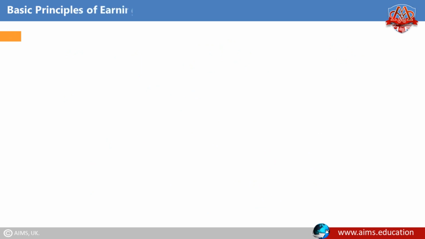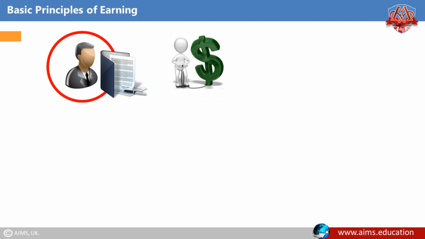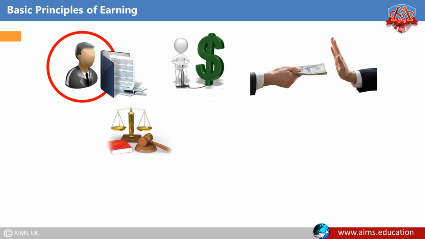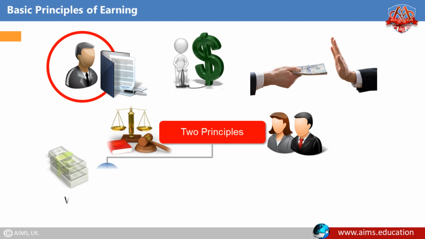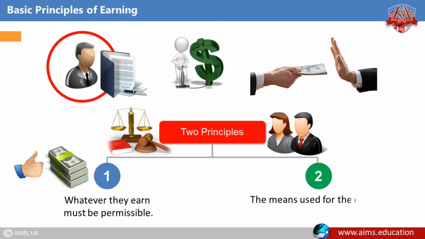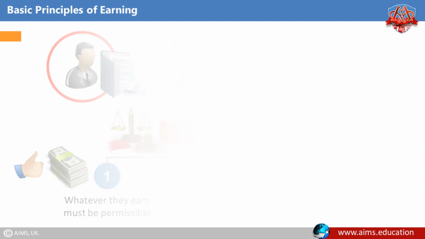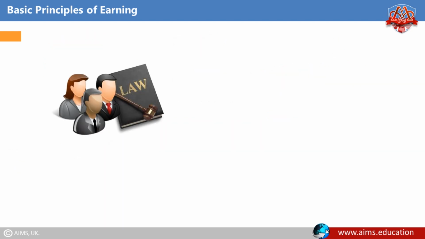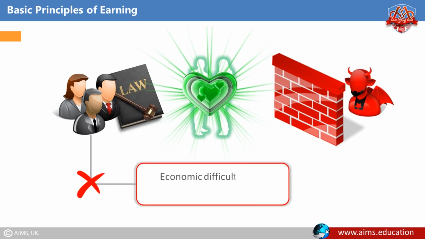Basic principles of earning. The individual has been bound to certain principles to save the economy from being corrupt. According to Sharia, humans must keep two principles before them all the time. First, whatever they earn must be permissible, and second, the means used for the earning should also be pure and permissible. Following these laws will keep spirits and hearts pure and safe from evil. Moreover, our means should not create economic difficulties for others, oppression, or cruelty.